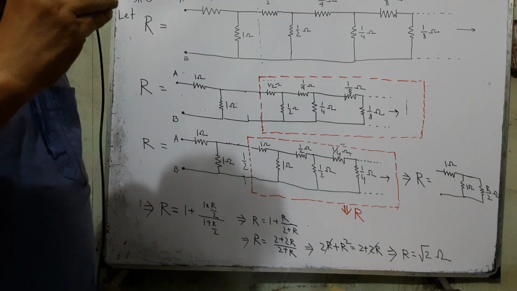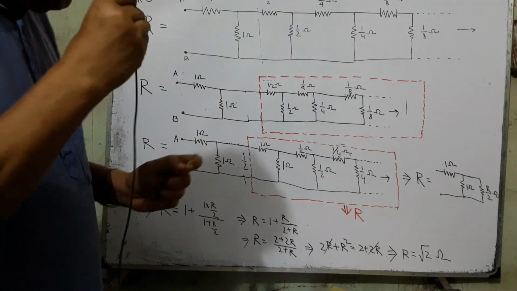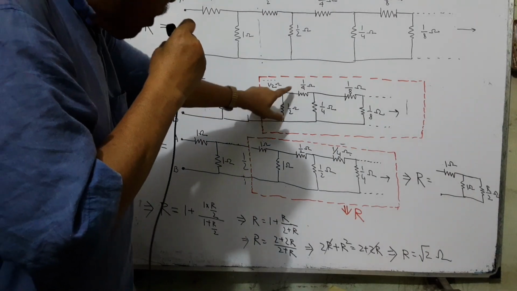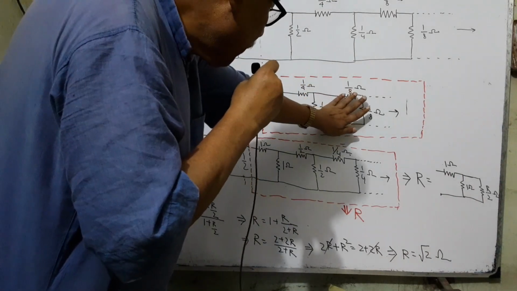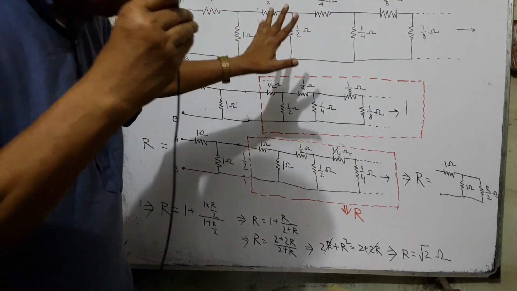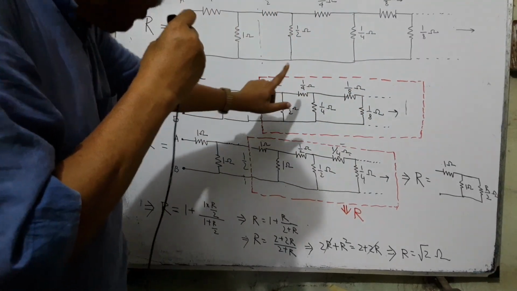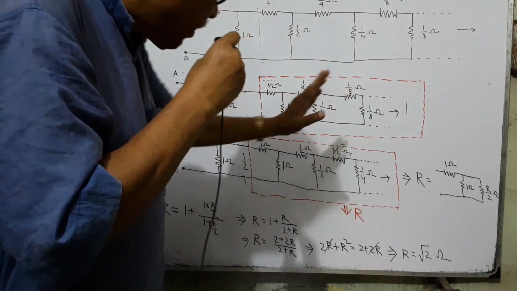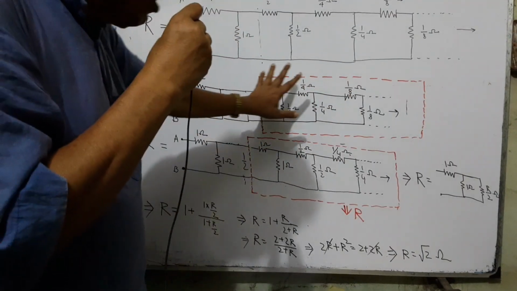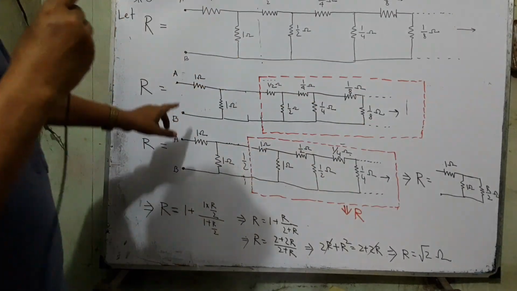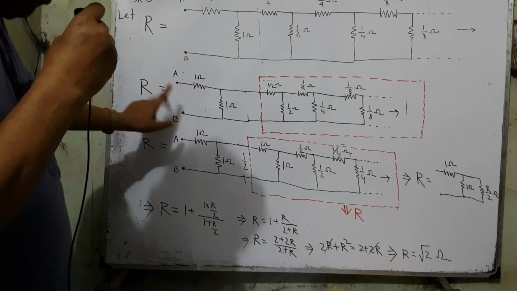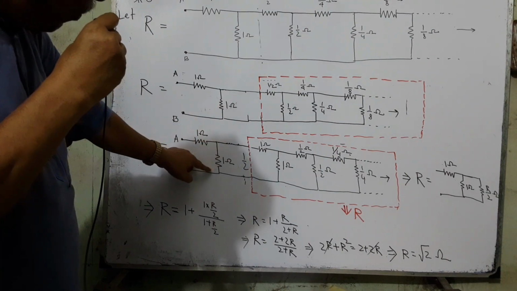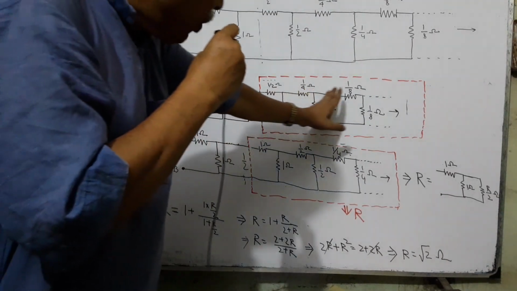In the example, I explained that if we take common from this circuit, then the problem can be solved. That is, I showed in the example that if we take a common factor out from here, then this can be solved. So we are repeating this here: the equivalent resistance is equal to 1 ohm, and we are taking common half from this.